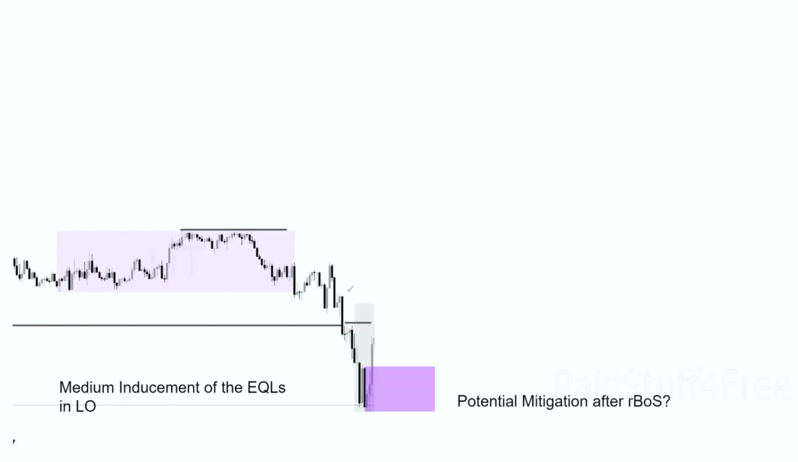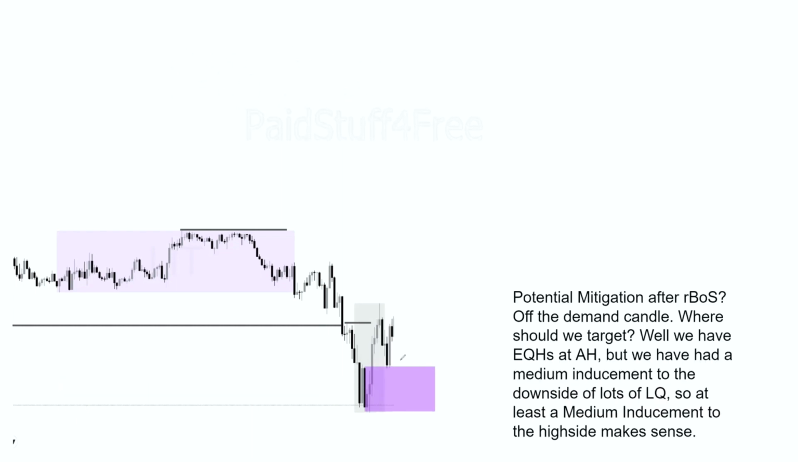What do we think is going to happen from here? The most logical thing. Boom. So we get our medium inducement of the equal lows again. Dead on London Open, we have our relevant break of structure, not just a random one, but a relevant break of structure after our inducement. Next up, potential mitigation after the RBOS, right off the demand candle.